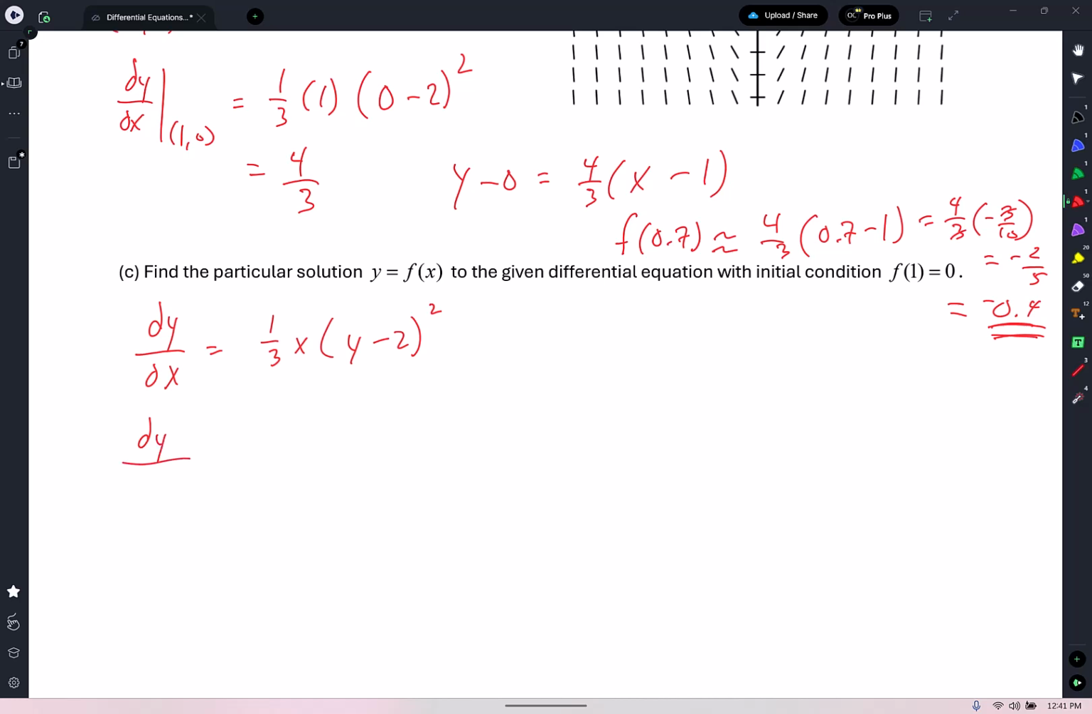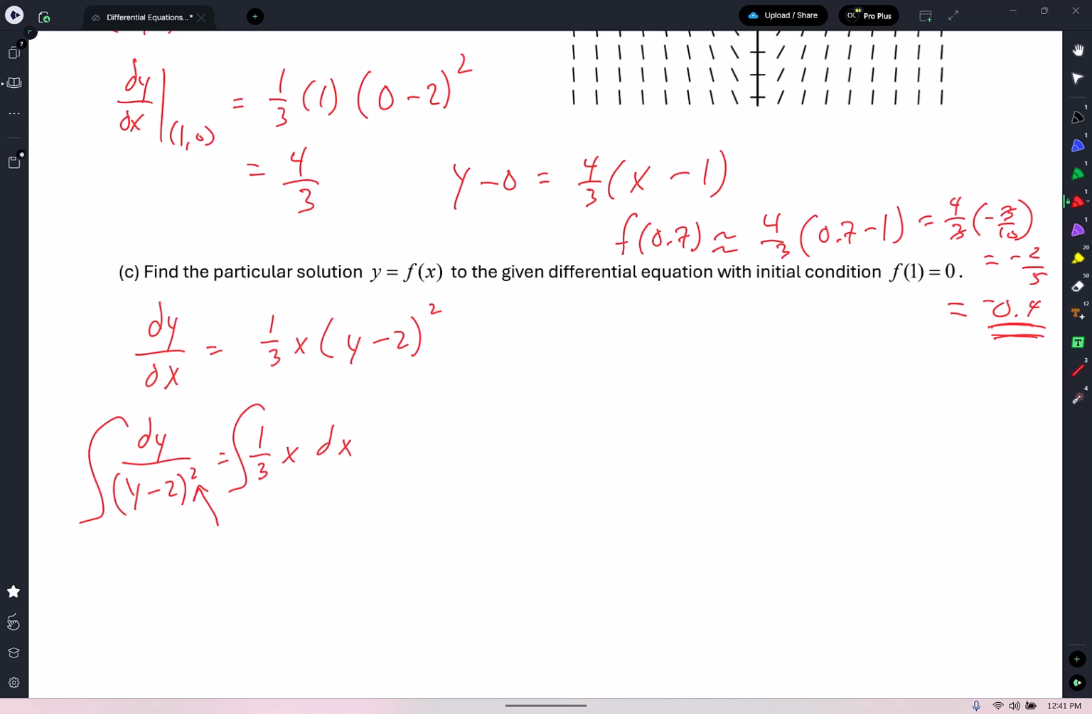So dy over (y minus 2) squared equals 1/3 x dx. Divide by y minus 2 to get it down there. Then you're going to antiderivative or integrate. Now you have a 2 right here, guys. Some of you were telling me that this was ln, but it's not, because this is a quadratic.